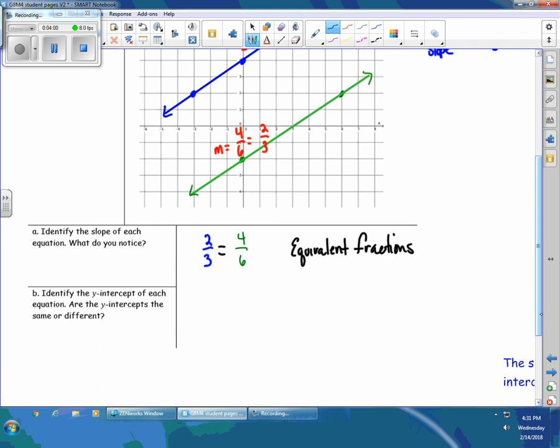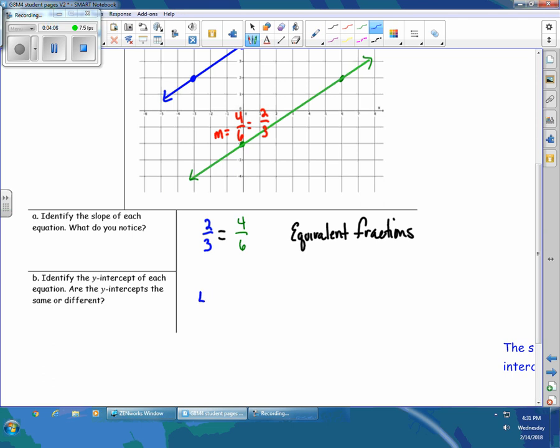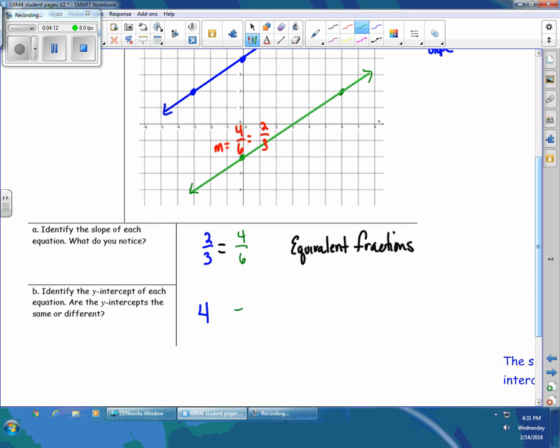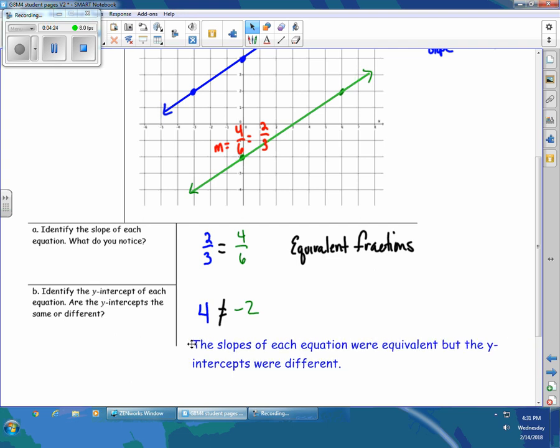Okay. Identify the y-intercepts of each equation. My blue equation had a y-intercept of 4, and my green one had a y-intercept of -2. Now 4 and -2 are not the same. Therefore, they're going to be crossing the y-axis at different places, but they're going to be rising and running at the same rate. So the slopes of each equation were equivalent. The y-intercepts were different. That means you're going to have parallel lines. Those parallel lines are never, ever going to cross, and there is no solution to this system of equations. Let's move on to another example.